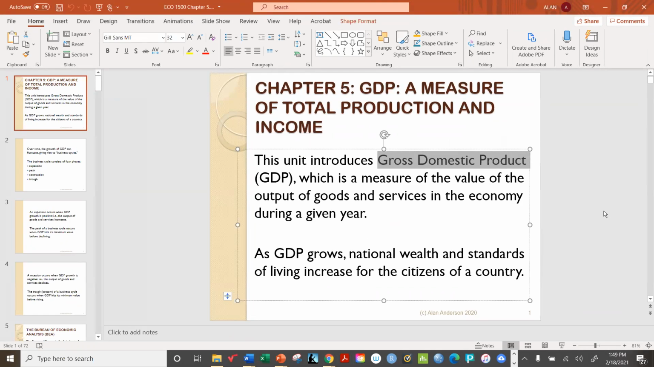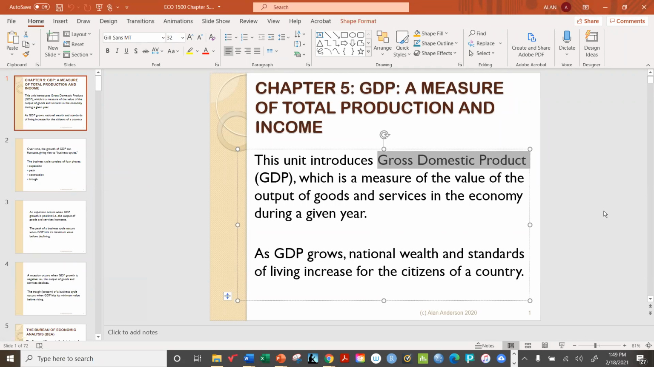Wow, what is that all about? Well, it turns out that gross domestic product is a measure of the value of all the goods and services that have been produced in the economy during a given year. So in a way, gross domestic product is to a country what your gross income is to an individual during the year. How much did you make? How much did you get paid? But here we're thinking in terms of what did you produce and how much is it worth?